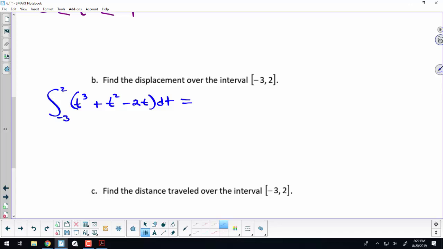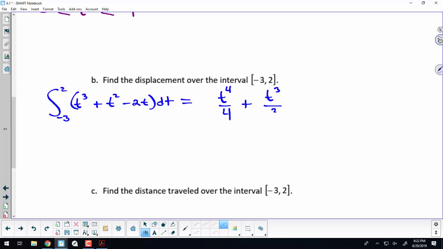So do we all remember the power rule? Hopefully, if not, you gotta look it over, or we'll do it here. So what do we do to find the antiderivative of t cubed? Add 1 to the exponent and divide by the same result. So it's t to the 4th over 4. Antiderivative of t squared: again, add 1 to the exponent and divide by the result.